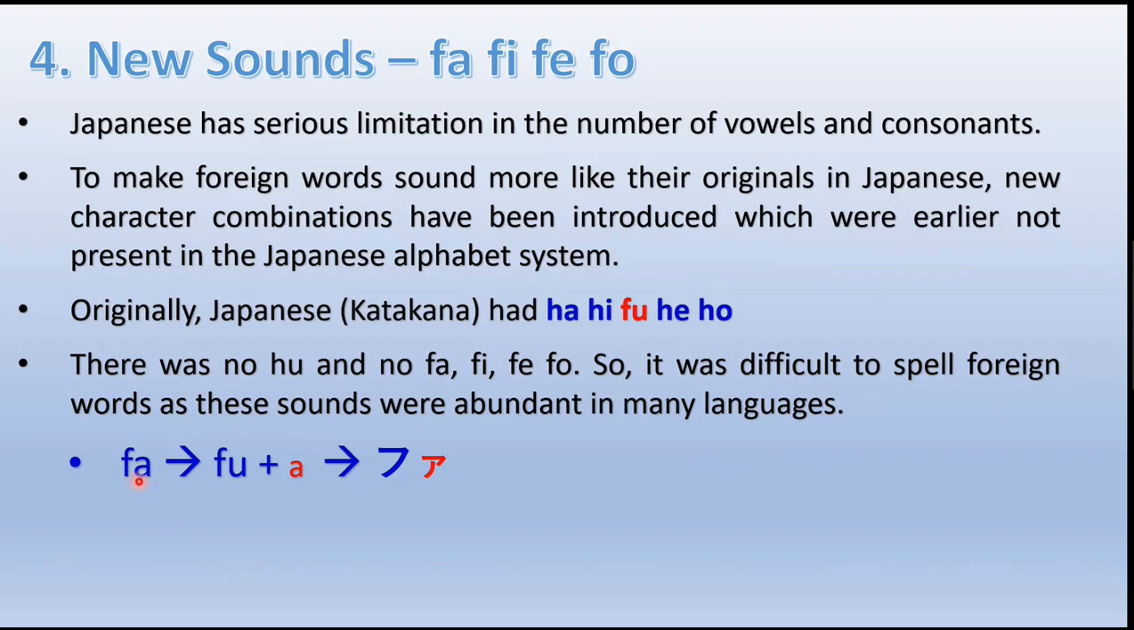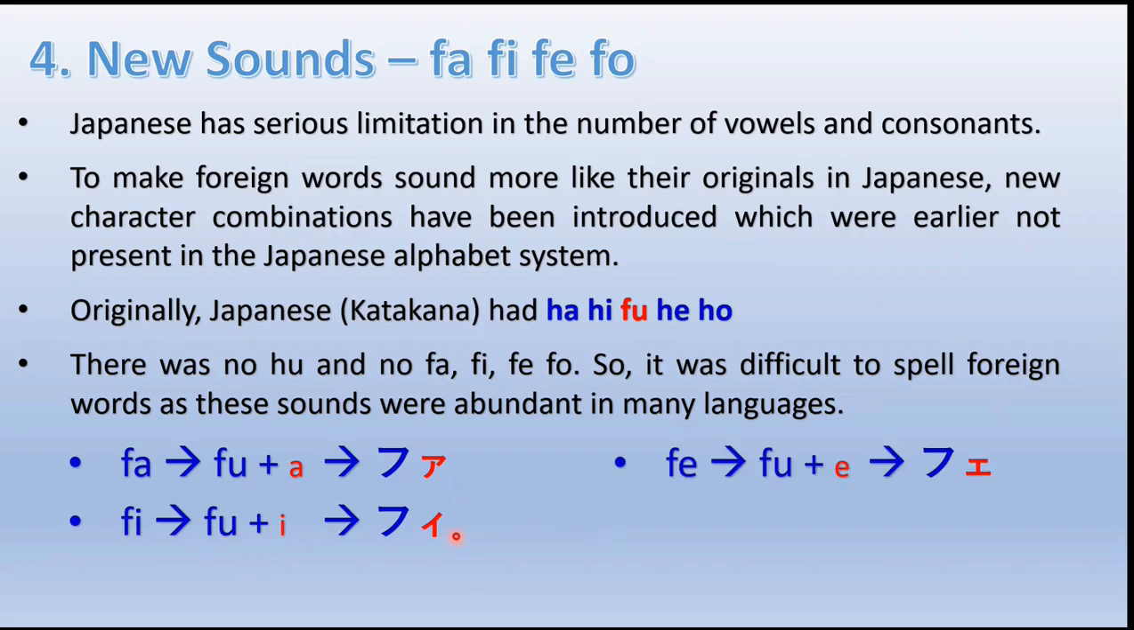So here you can see fa is formed by the blending of fu and a sounds. As the rule applies for blending sounds in Japanese, we write the main sound in full size and the supporting vowel sound in half size. So this is fu, this is a. So this becomes fa. Fu plus a becomes fa. Similarly, fi is formed by joining fu and i. So this is fu, this is i. This becomes fi. Then we have the fe sound, which is formed by fu and e. And finally, we have the fo sound, which is formed by fu and o.